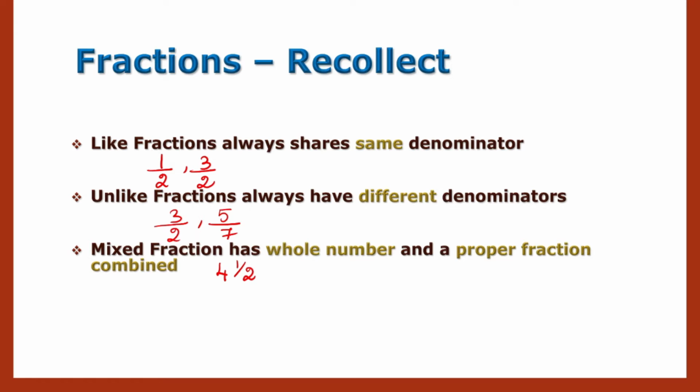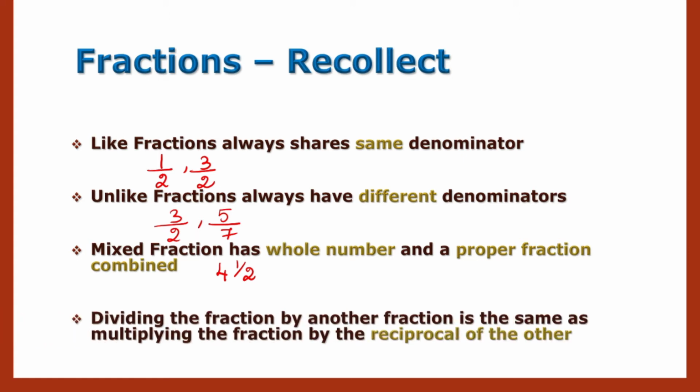Now, let's see how to divide fractions. Dividing a fraction by another fraction is the same as multiplying the fraction by the reciprocal of the other. Consider an example, 1 by 2 divided by 3 by 5. The 1 by 2 is known as the antecedent term and always remains the same while we are dividing. So it remains the same. We have to take the reciprocal of the subsequent term, which is the second term.